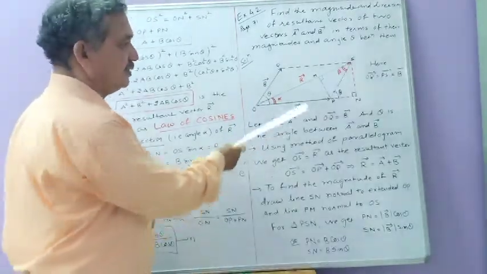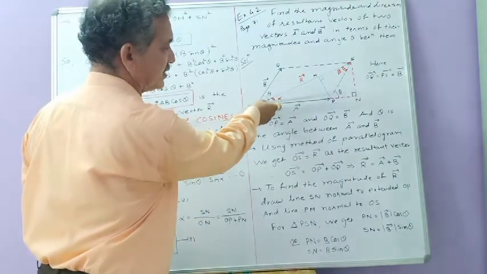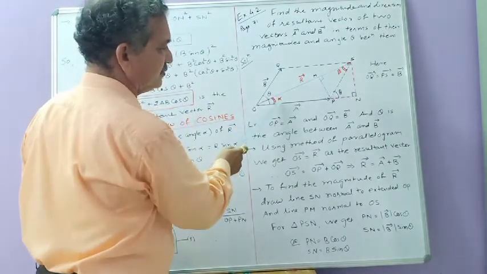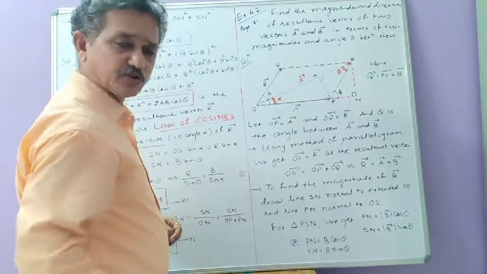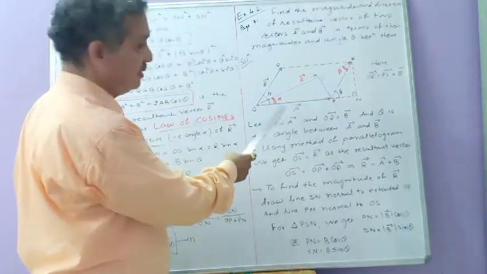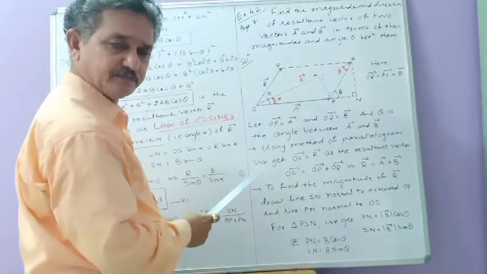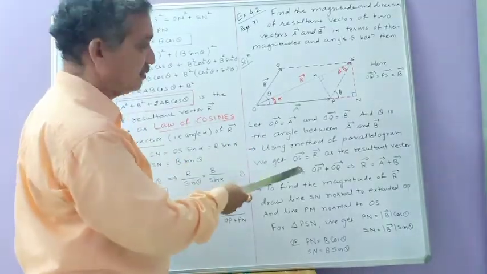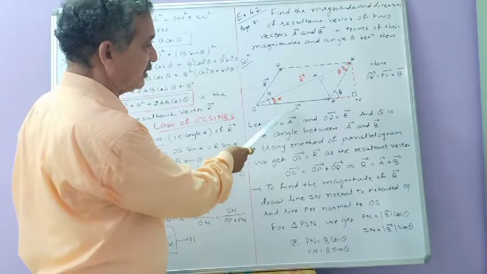Thereafter, let this vector R make an angle equal to alpha with respect to vector A. Then we have to determine the equation of alpha, and that is also in terms of the magnitude of vector A and vector B.